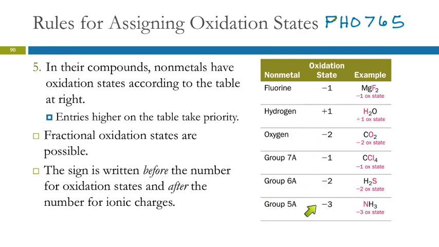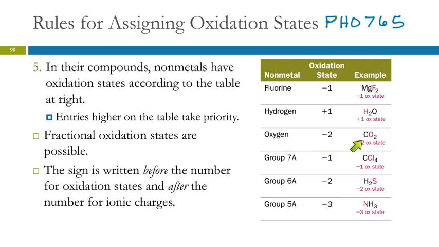The oxidation states are the charges it would have if it was an ion. If fluorine becomes an ion, it has a -1 charge. If hydrogen becomes an ion, it has a +1 charge. Oxygen would have -2. The rest of the things in group 7, -1, group 6, -2, group 5, -3. So what this is, it's a list of who gets their choice.